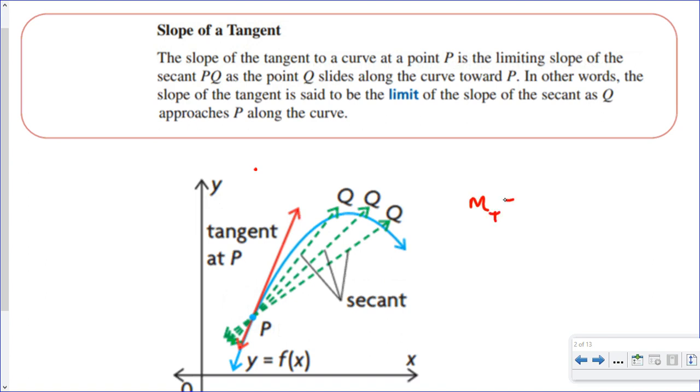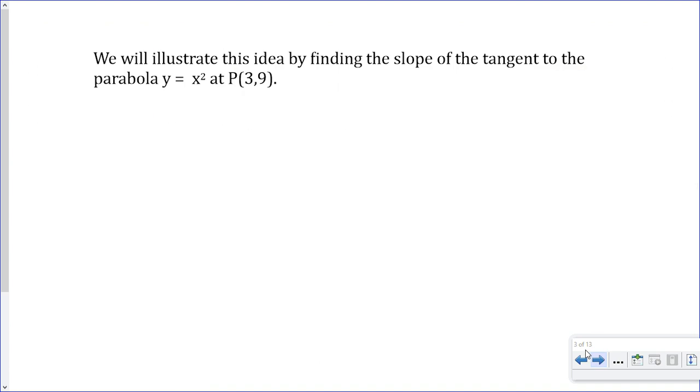I can say the slope of my tangent is the limit as h approaches 0, and this is going to be the common formula that we're going to use most in this class. That's how I find the slope of my tangent, as we did in the last section. So let's do an example here.